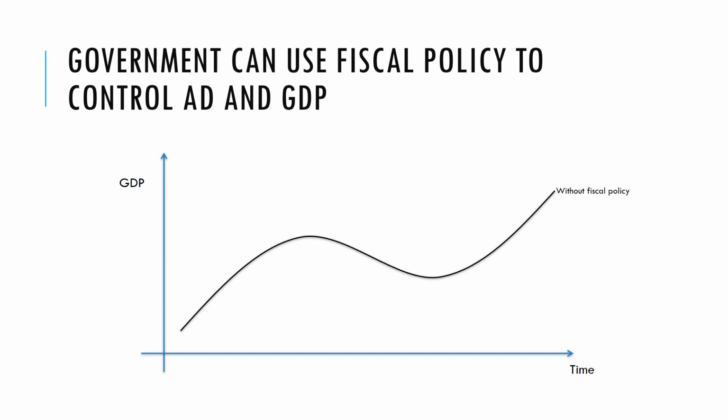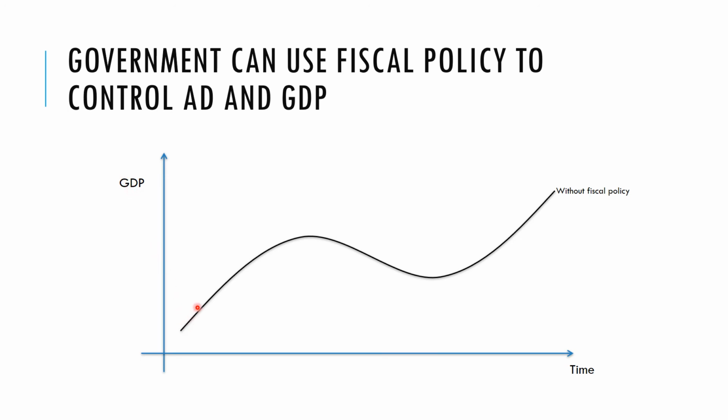If we have a look at GDP in the trade cycle, we're saying that GDP typically over time goes through periods of growth, boom, recession, slump, growth, and then boom again. So if we imagine this was without any fiscal policy, then what we're going to do is introduce a fiscal policy, and let's see what the impact might be on AD and then also on GDP.